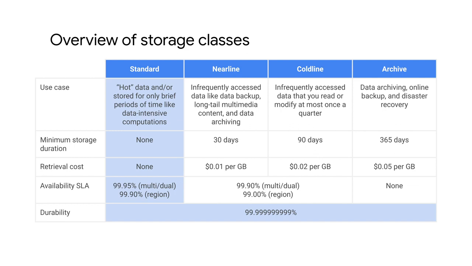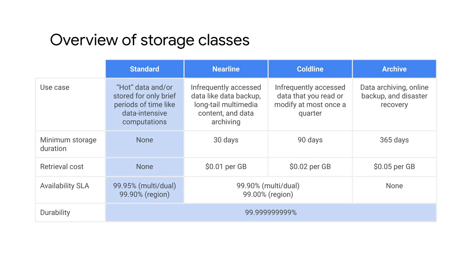Now, let's go over each of the storage classes. Standard storage is best for data that is frequently accessed. Think of hot data, and data that is stored for only brief periods of time. This is the most expensive storage class, but it has no minimum storage duration and no retrieval cost. When used in a region, standard storage is appropriate for storing data in the same location as Google Kubernetes Engine clusters or Compute Engine instances that use the data. Co-locating your resources maximizes the performance for data-intensive computations and can reduce network charges.